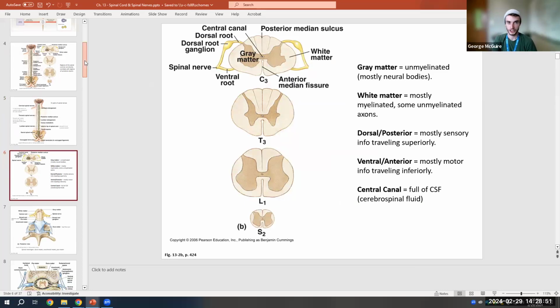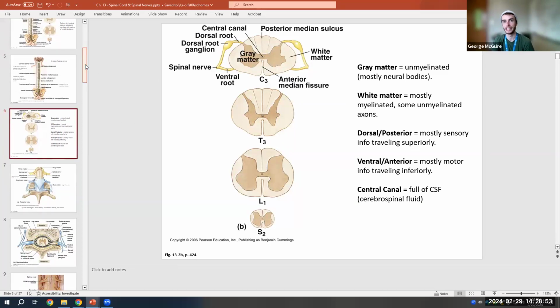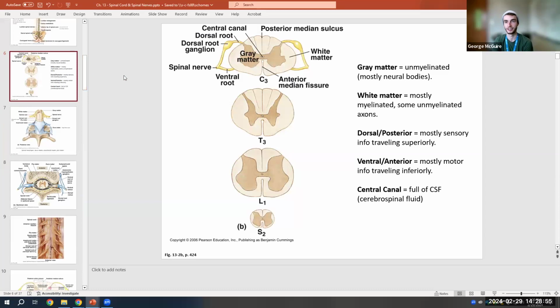So, some terminology. I know we introduced this yesterday, but I'm going to reintroduce it. This is terminology to look out for because you're going to see it show up in multiple places. We have gray matter versus white matter. We have dorsal and posterior being used to refer to the same location, and ventral and anterior being used to refer to the same direction or location. And then our central canal, visible in the center there.